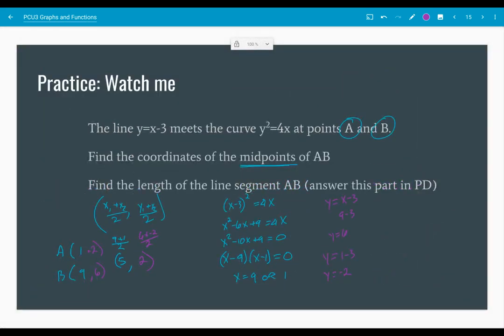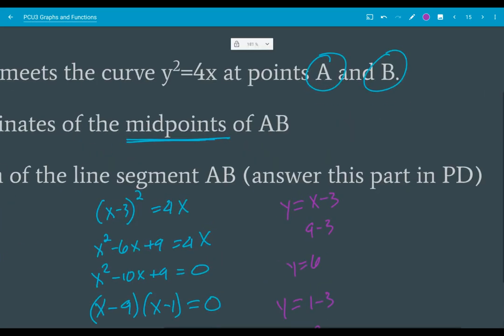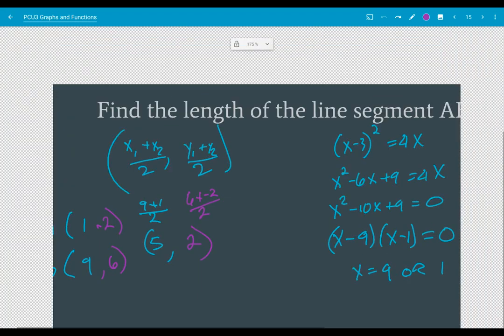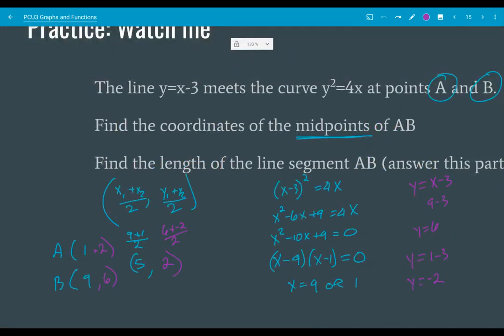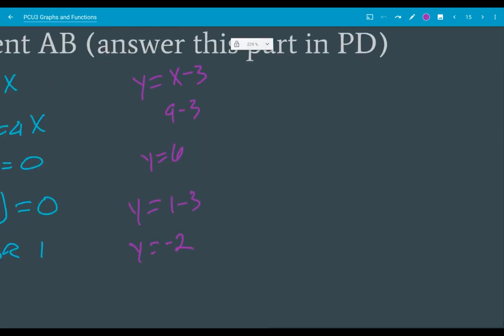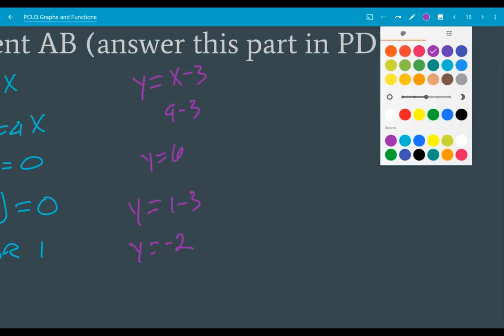And next is to find the length of the line segment. So this is our midpoint. The next thing it asks us to do is find the length of the line segment. So this is something we haven't talked about yet. So let's write this out.